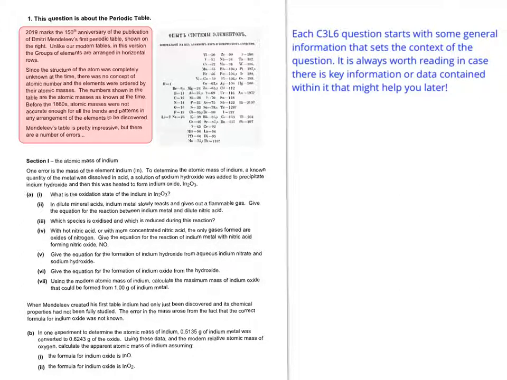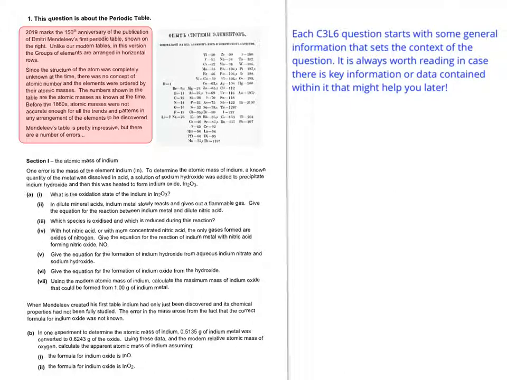So what it does this time is it signals that 2019 is the 150th anniversary of the publication of Dmitry Mendeleev's first draft of his periodic table, which they've shown you a picture of. And although it was quite a feat at the time, it was quite incredible the way he was able to predict the positions of elements that we hadn't even discovered yet. There were some mistakes. Just like a first draft of anything, there would be some mistakes in it, as you'd expect. So the first section, which is section A and B, talks about the atomic mass of indium.